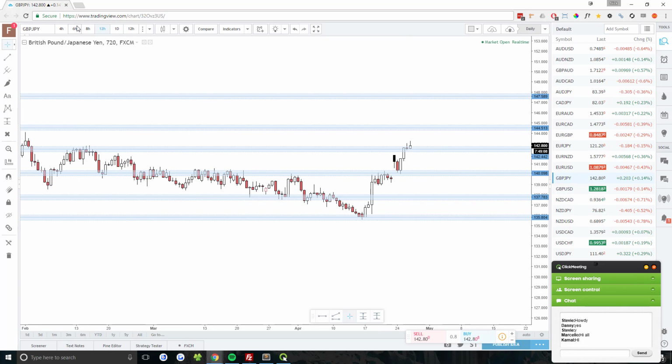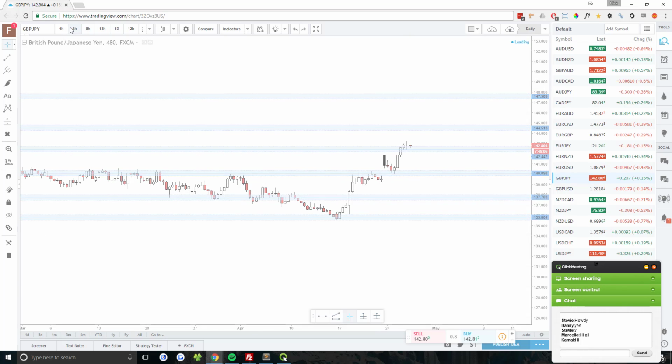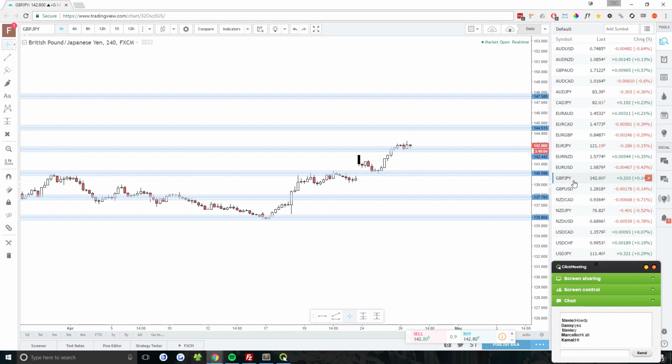There's potential for a short trade here. I'm not too crazy about it, but there's potential for a short trade here. It's worth keeping an eye on. Let's keep a close eye on GBPJPY.